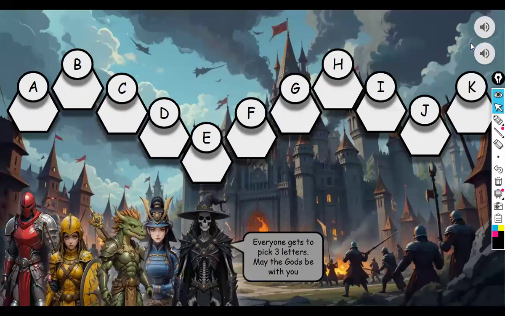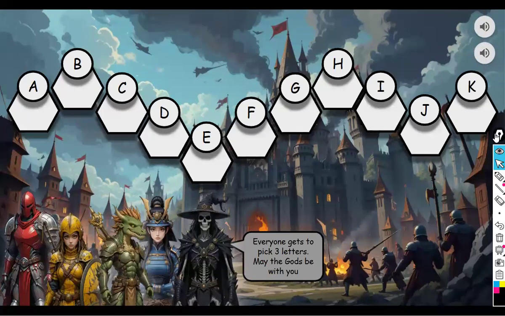All right, well, a little brain relaxer here. Everyone gets to pick any 3 letters. This is our first pick. I hope you guys got gems of your choice. All right? Good luck. Any 3 letters of your choice. Let me know in the chat.